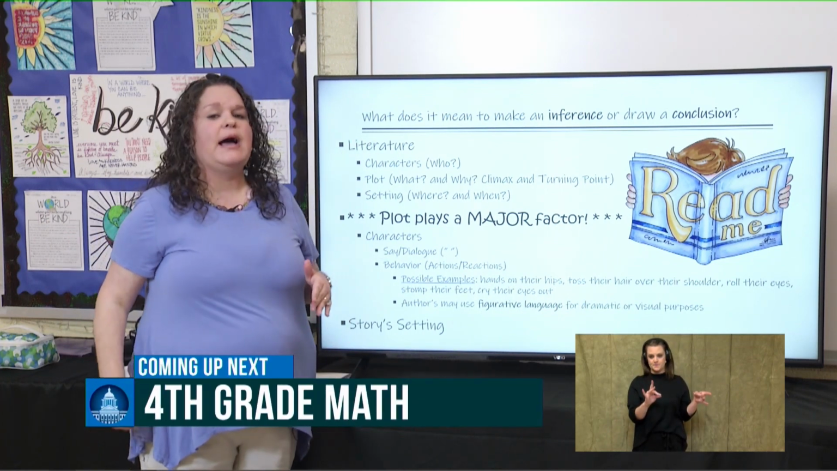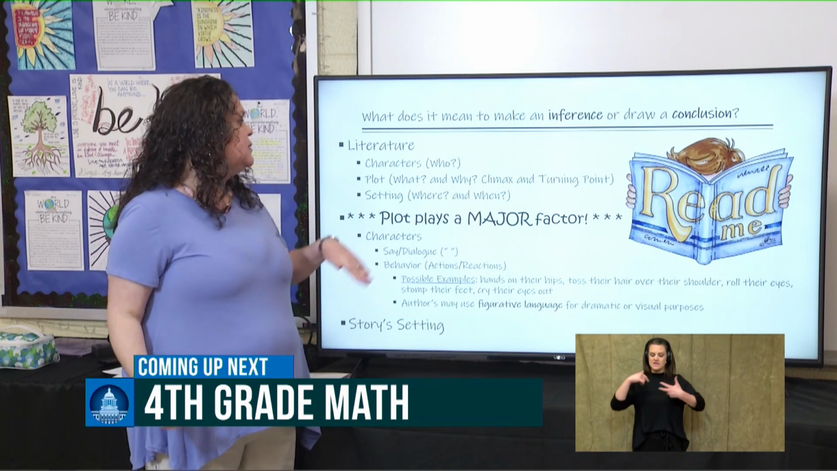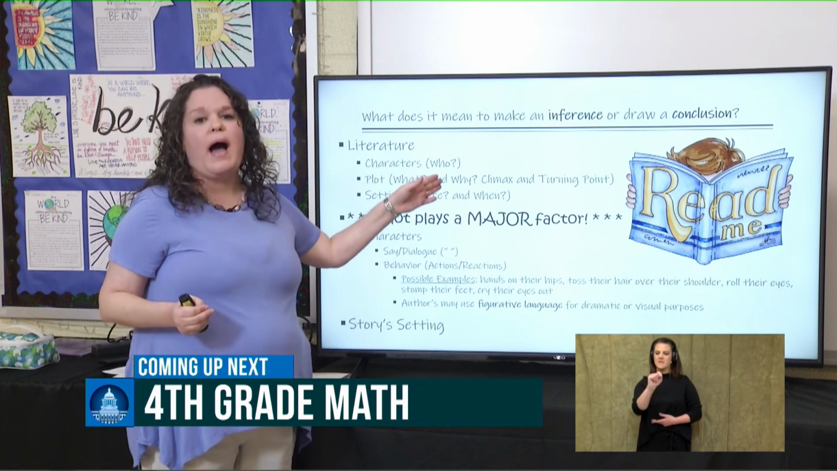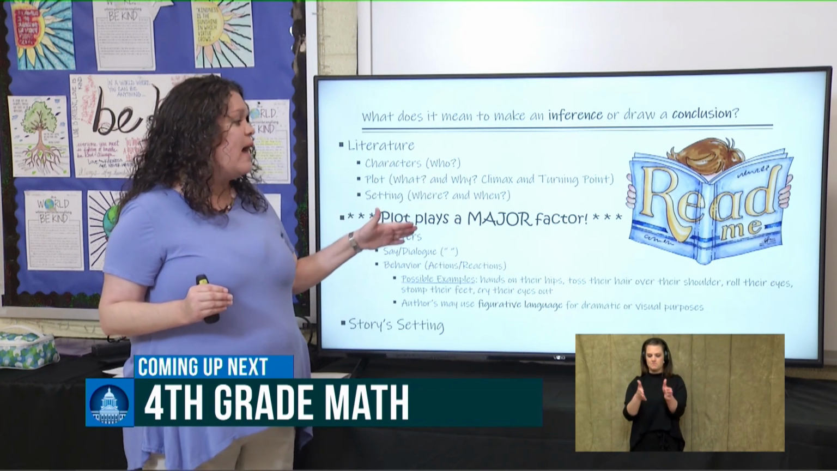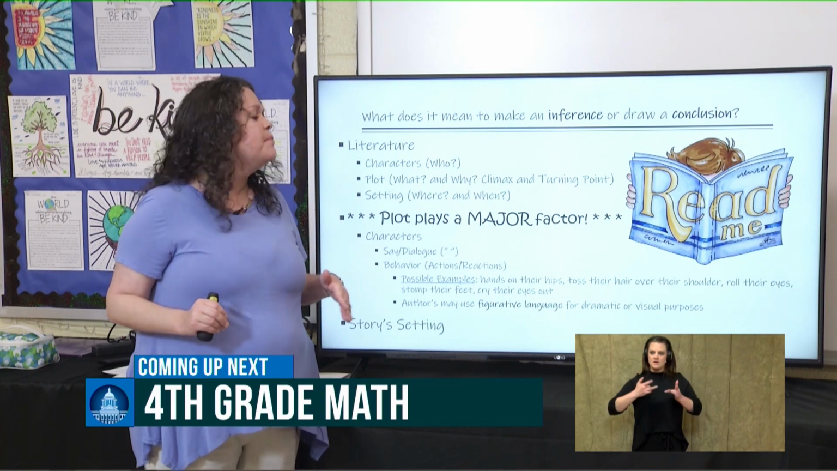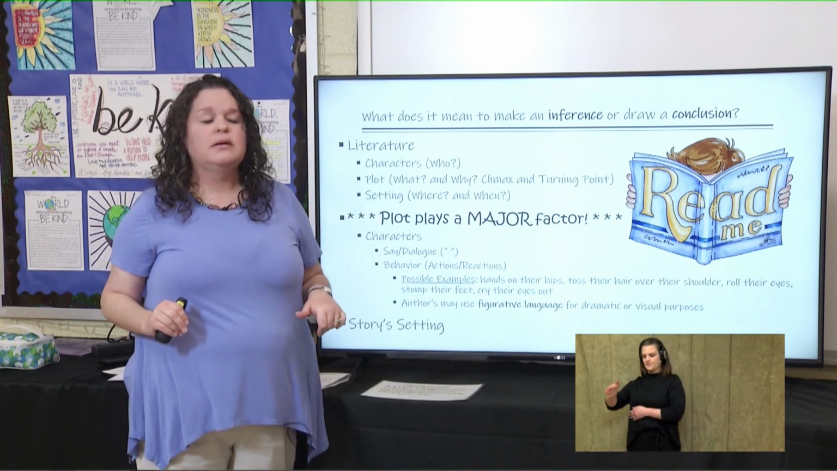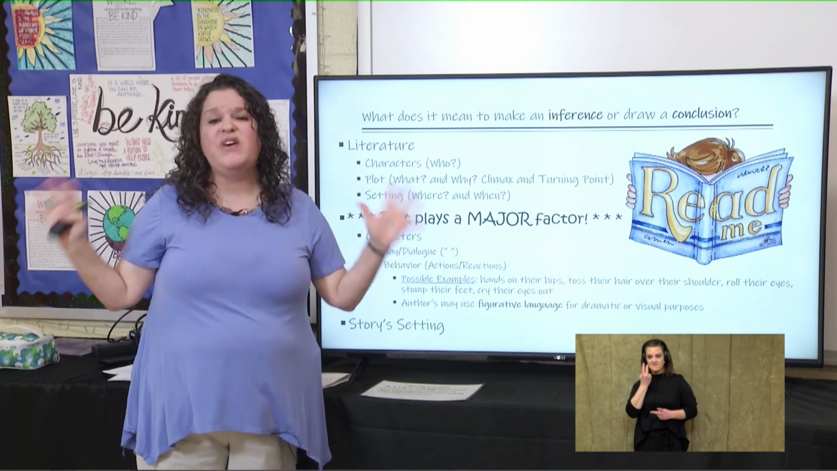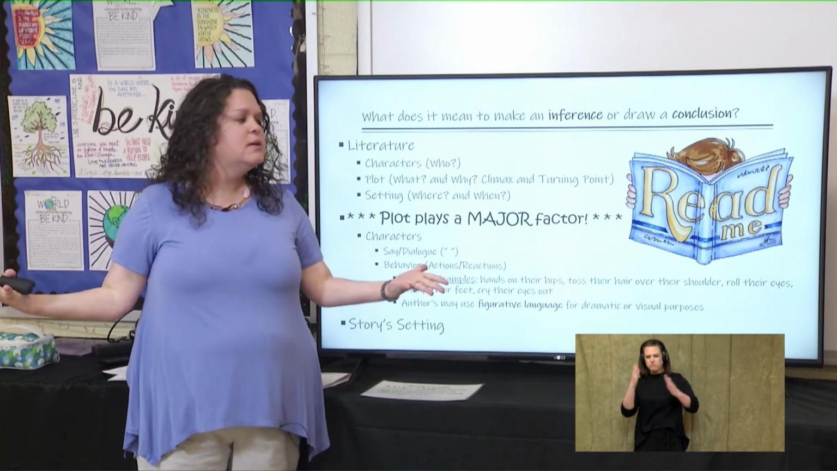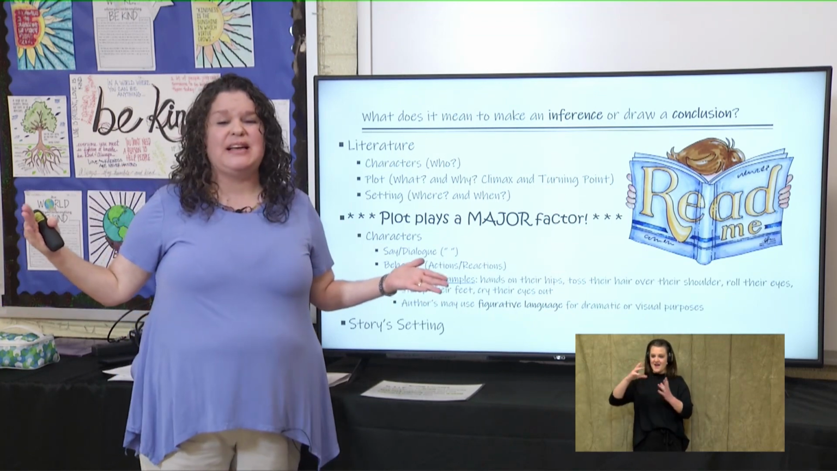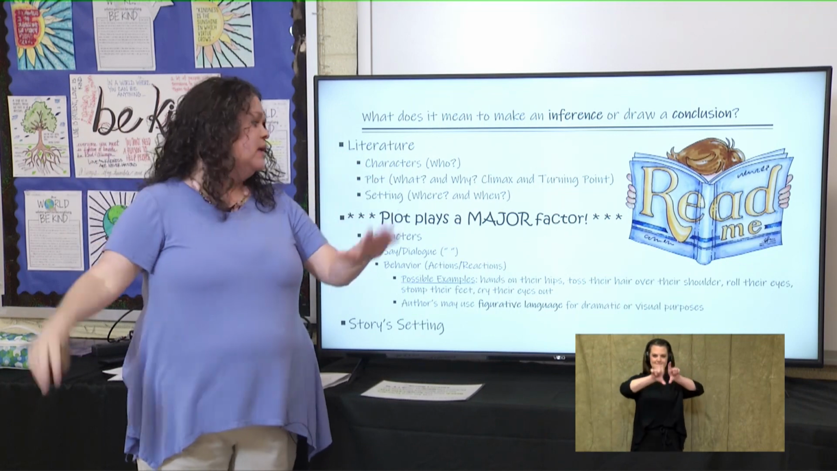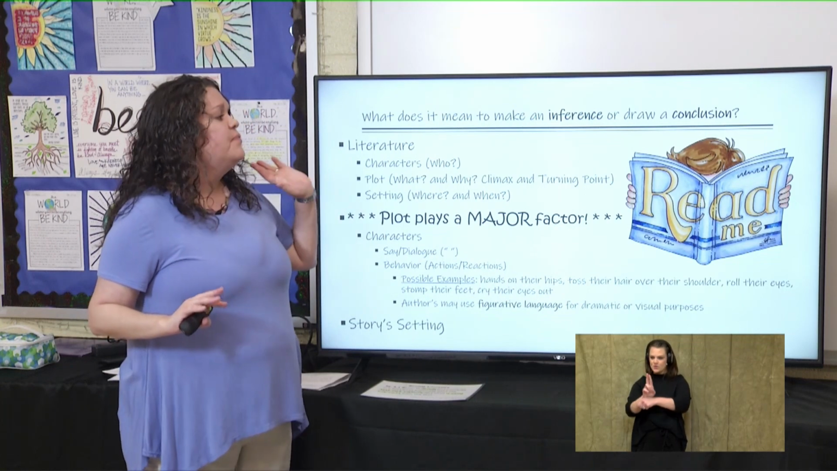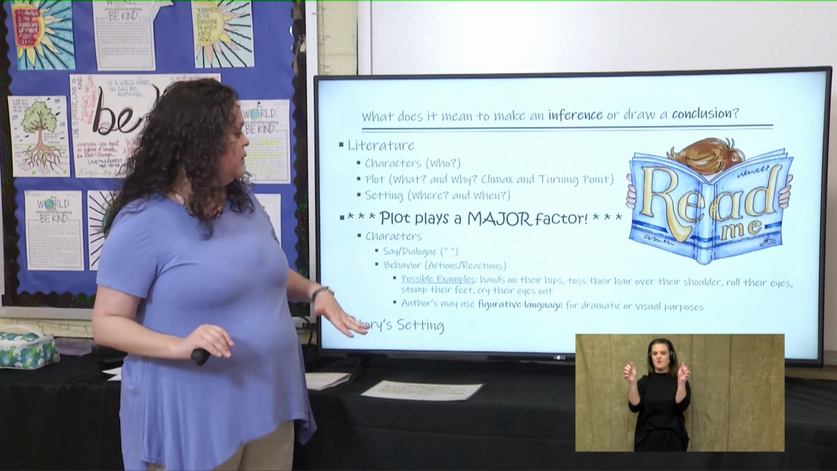So a story has primarily 3 elements. Characters, they are the who. Plot, that is the what and the why. And in the plot, the climax and the turning point takes place. The setting is the where and the when. And boys and girls, if you'll look, I changed the font. I made it bold. I even put asterisks because this is the main. The plot is going to play a major factor in inferencing and drawing conclusions.